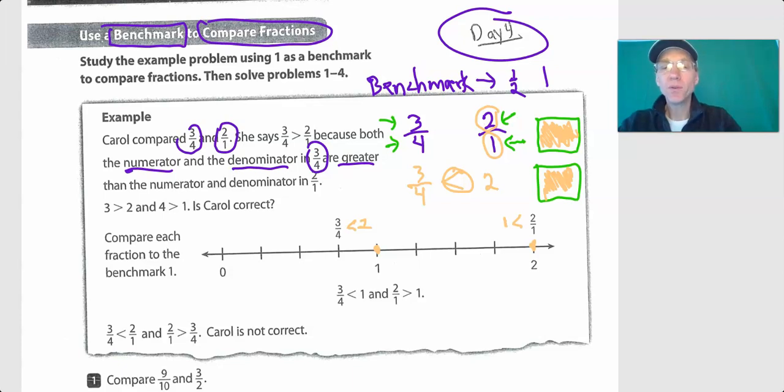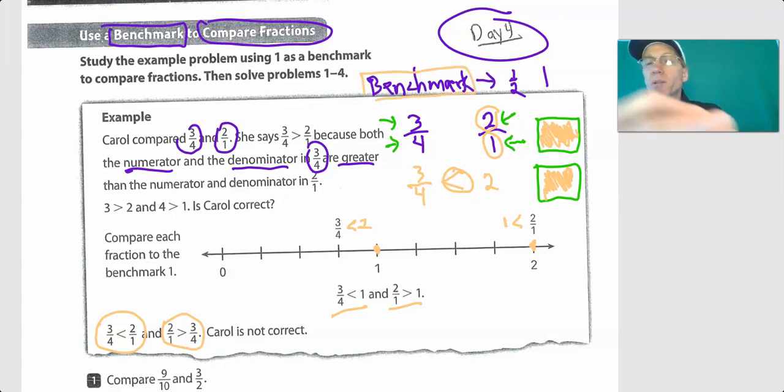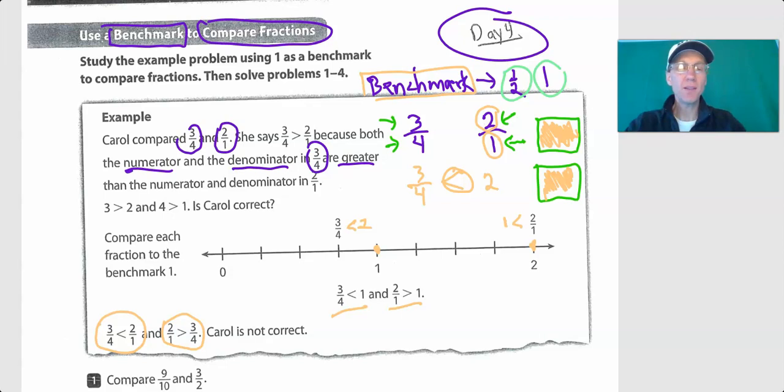So here's the reasoning. If 3/4 down here is less than 1 and 2/1 is greater, well then that means 3/4 is less than 2/1. And then this is just turned around the other way. No big deal, right? All you're saying here is that 2/1 is greater than 3/4. It means the same thing. The main thing is, we're talking about a benchmark. Common benchmarks you're going to be looking at today are things like 1/2 and 1. You've got this. Watch this.